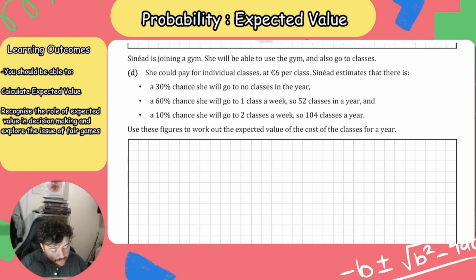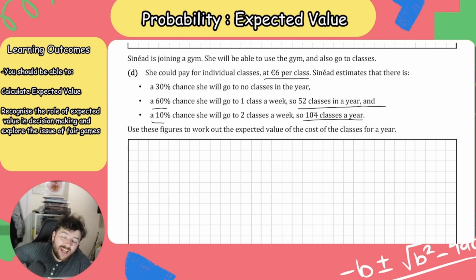Sinead is joining a gym. She'll be able to use the gym and go to classes. She could pay for individual classes at €6 per class. Sinead estimates that there is a 30% chance she will go to no classes in the year. There's a 60% chance she'll go to 1 class a week, so 52 classes in a year. And there's a 10% chance she'll go to 2 classes a week, so 104 classes a year. Use these figures to work out the expected value of the cost of the classes for a year.